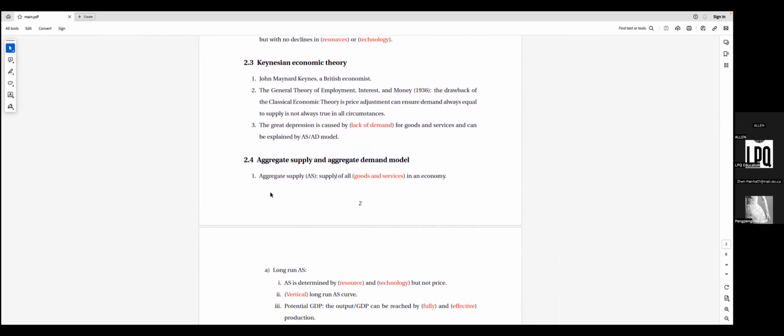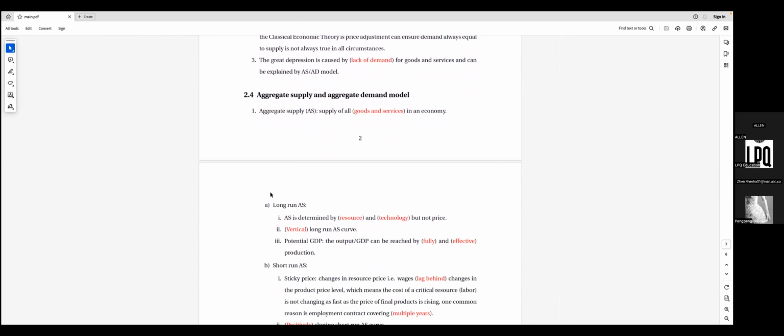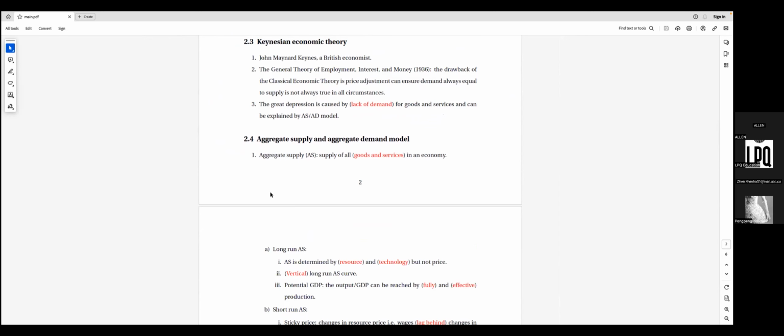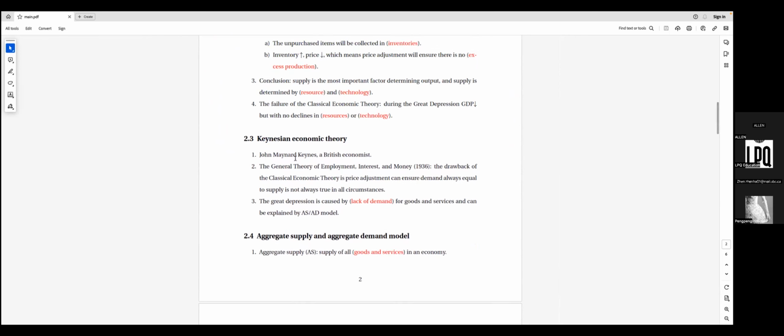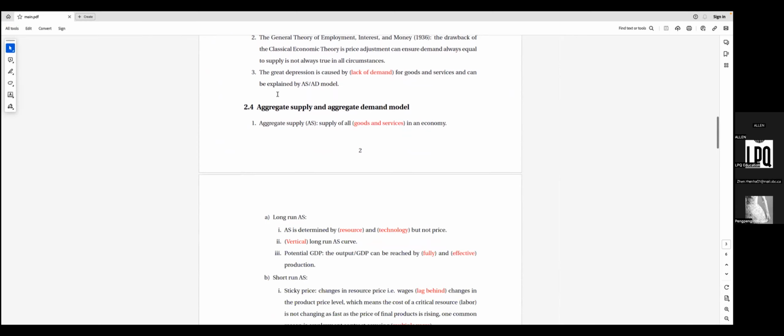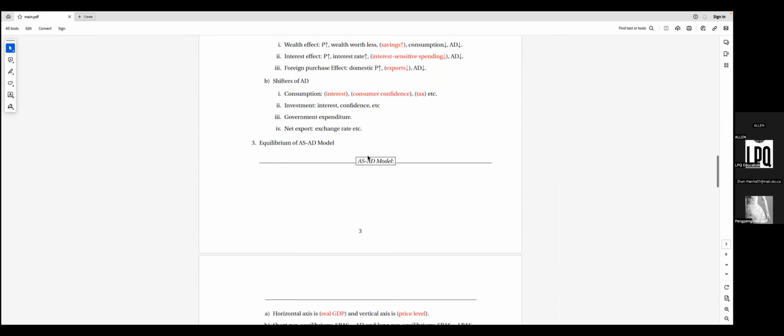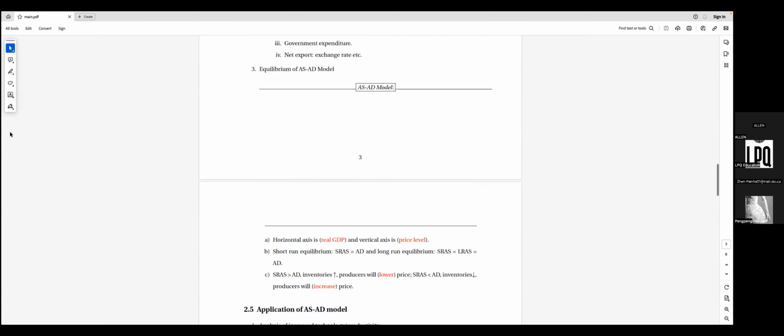So a more realistic theory for this short-run situation is explained by Keynesian economic theory. To fully understand what Keynesian economic theory is, today we build the so-called AS-AD model. So let's go to page number 3 here. Let's build this so-called AS-AD model to make our analysis more systematic. We can distinguish a long-run analysis and a short-run analysis.